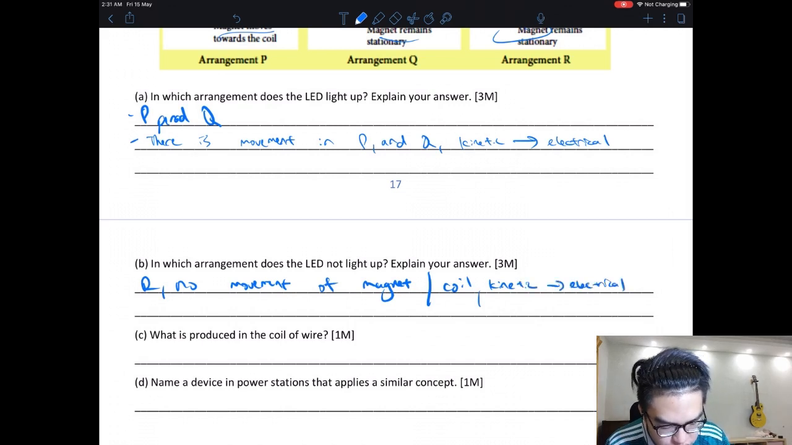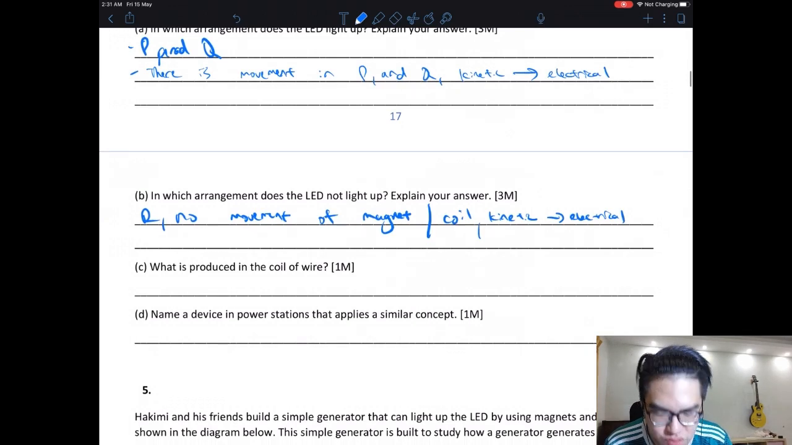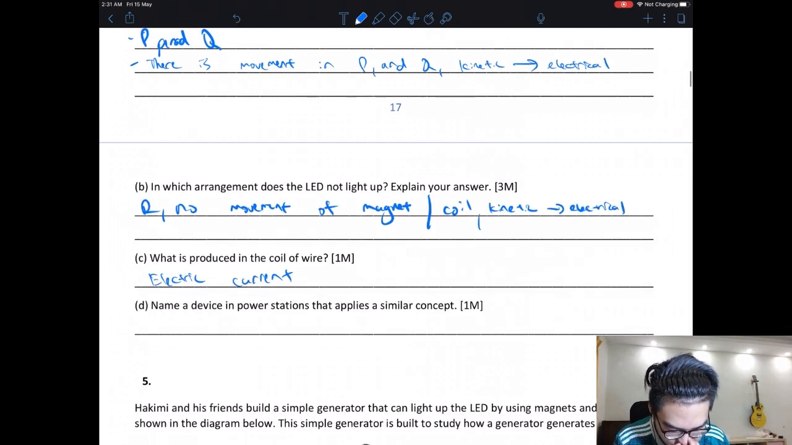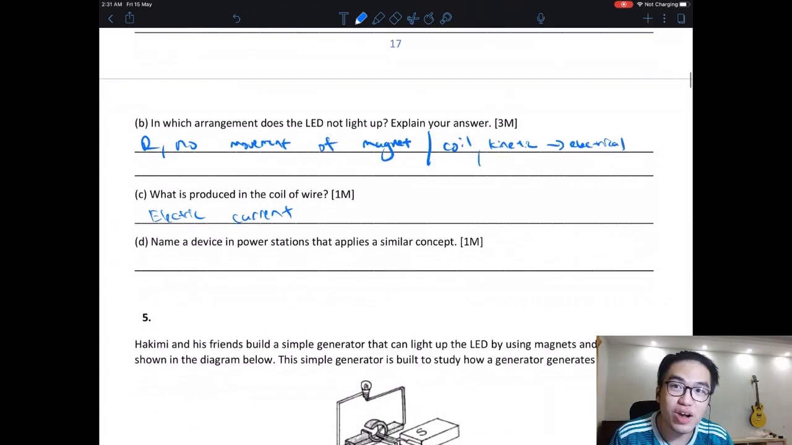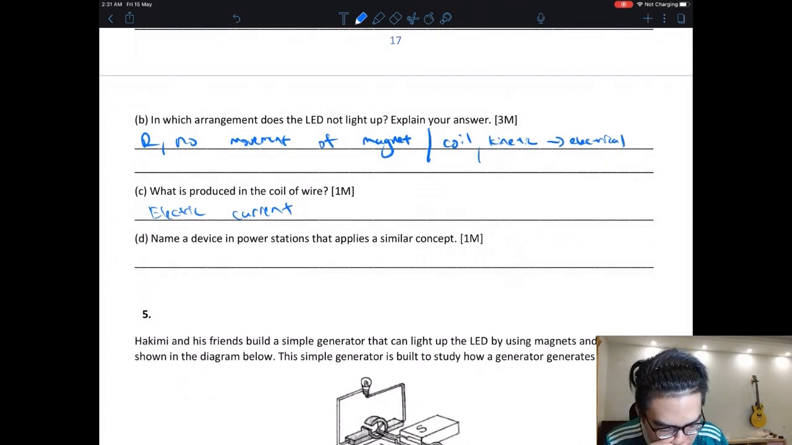So what is produced in the coil? Don't say electricity, you can say electric current. Name a device, power station, that applies a similar concept. So which part of generator uses the same thing? The power station, you can say the dynamo, or the generator.